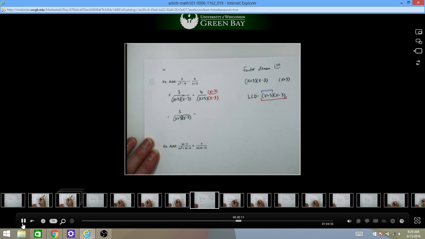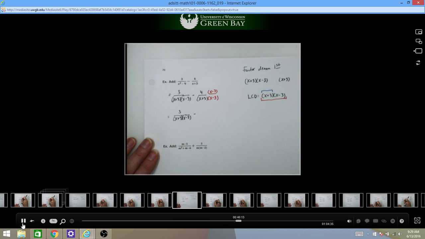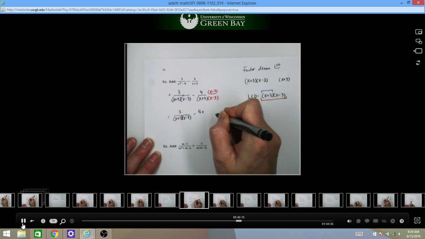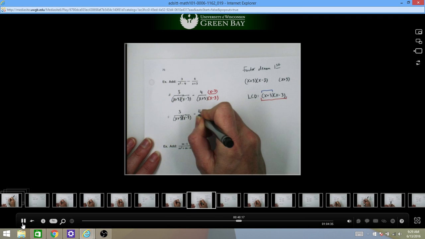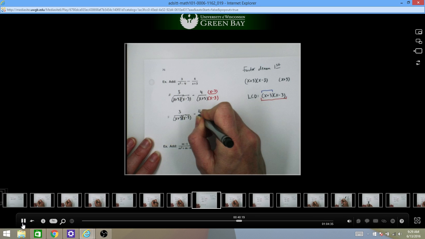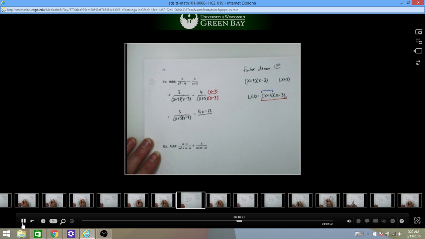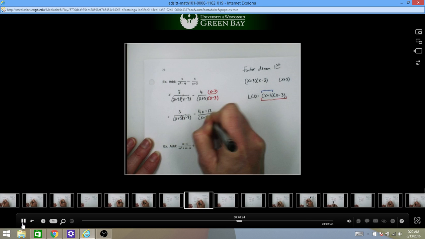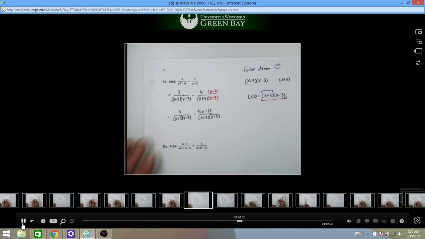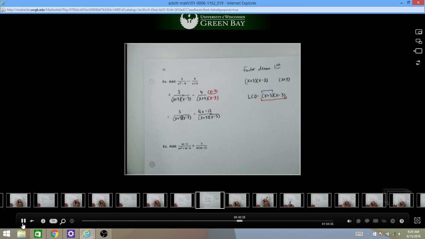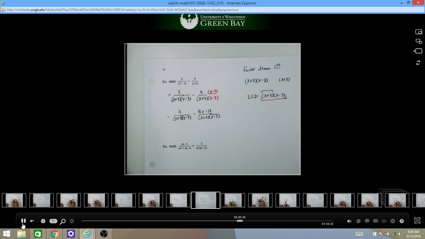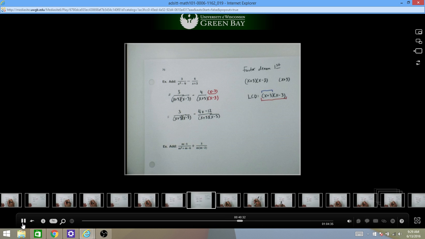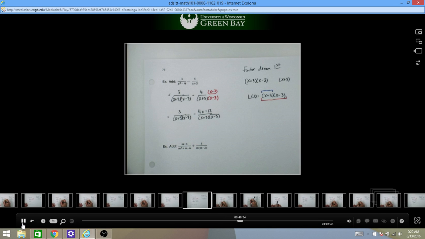So 4 times x, and 4 times negative 3 is negative 12. So 4x minus 12. So multiply out the numerators and leave the denominators factored. That way if something cancels later, we can. Yes?